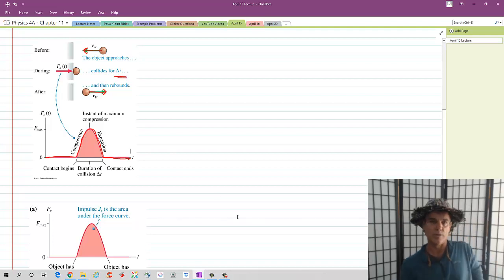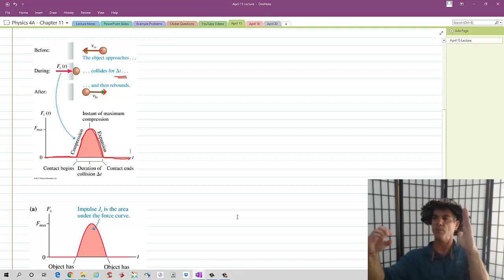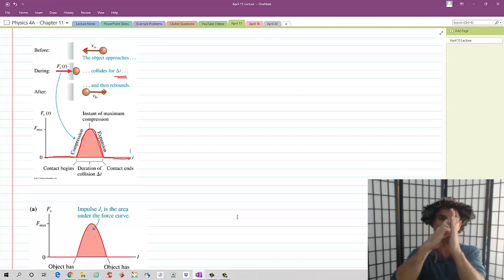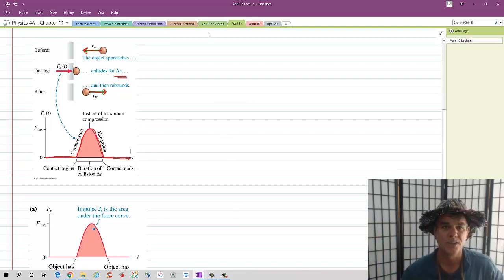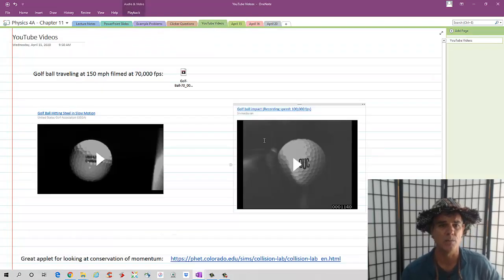I'm going to show you a pretty cool video in a second, but what's happening is, if this is the wall, the ball is coming in, and as it hits, the ball is actually compressing a bit until it reaches a maximum compression, and then it starts to expand as it's moving in the opposite direction. So let me show you a couple of videos and show you what I mean by this.